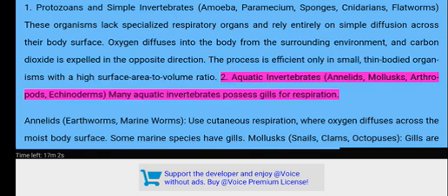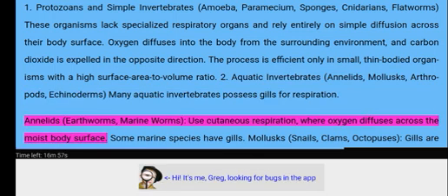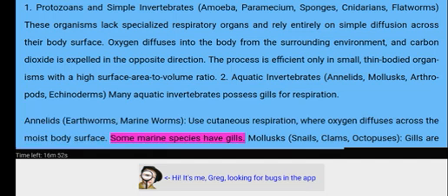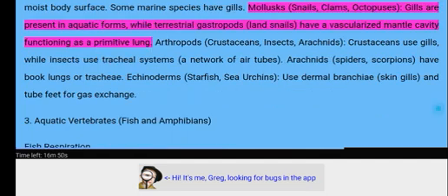2. Aquatic invertebrates: annelids, mollusks, arthropods, echinoderms. Many aquatic invertebrates possess gills for respiration. Annelids, earthworms and marine worms, use cutaneous respiration, where oxygen diffuses across the moist body surface. Some marine species have gills. Mollusks, snails, clams, octopuses: gills are present in aquatic forms, while terrestrial gastropods, land snails, have a vascularized mantle cavity functioning as a primitive lung.